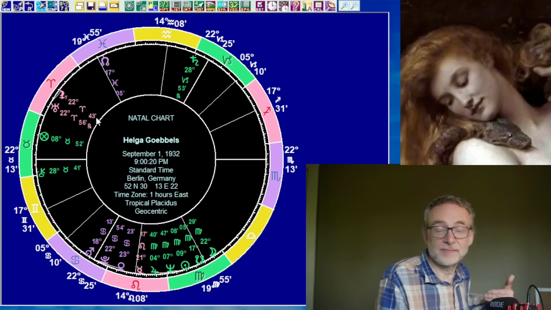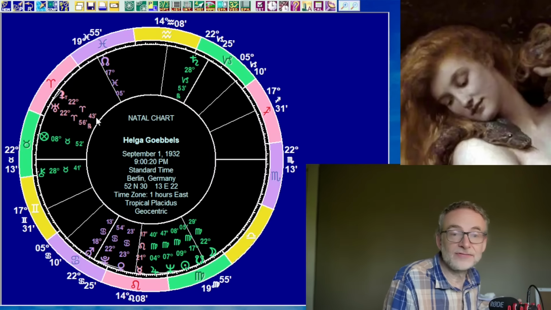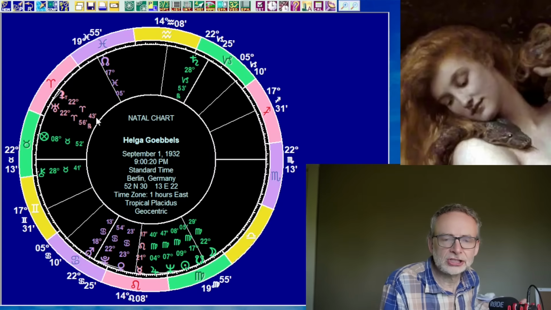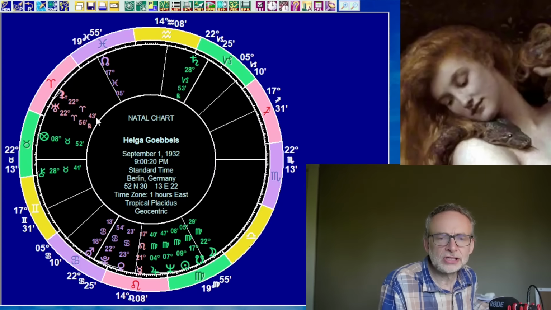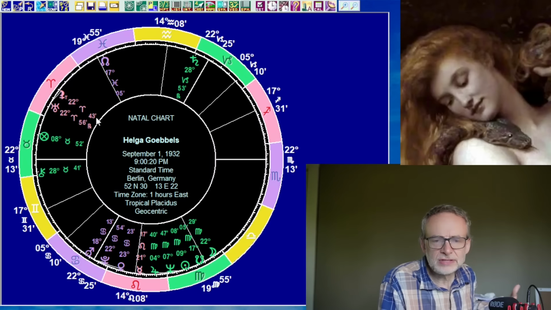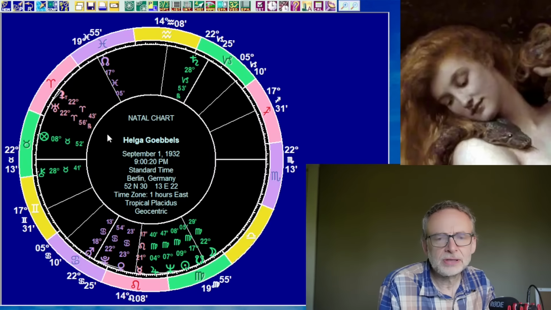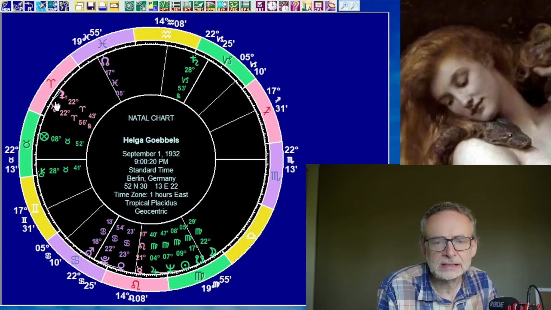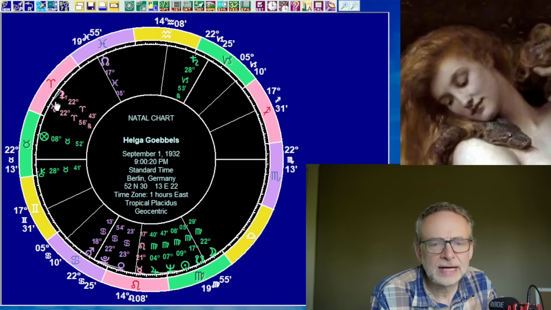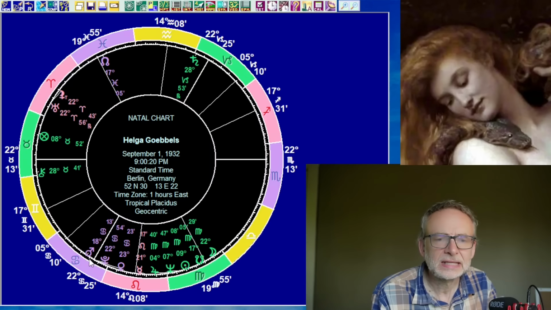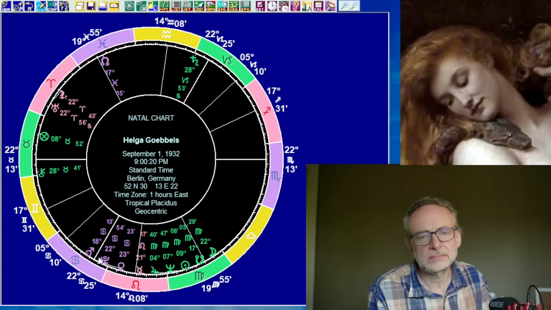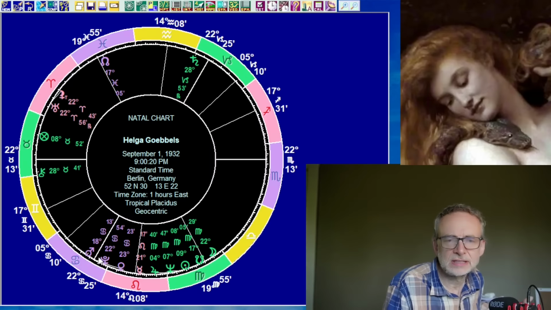So she had a Lilith-Uranus conjunction. And this Lilith-Uranus conjunction links with a load of other things going on in the chart. It's square Pluto. So she's born September the 1st, 1932. She has Lilith conjunct Uranus, and it is square Pluto. So she was born at the time of a Uranus-Pluto square. Her Lilith was connected with that, and so we've got that.